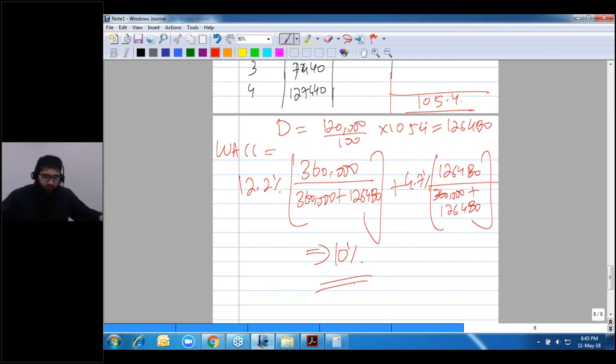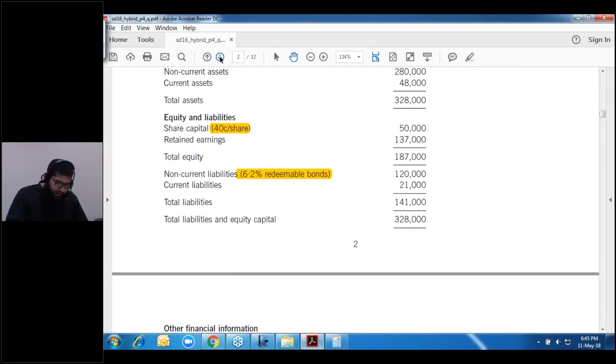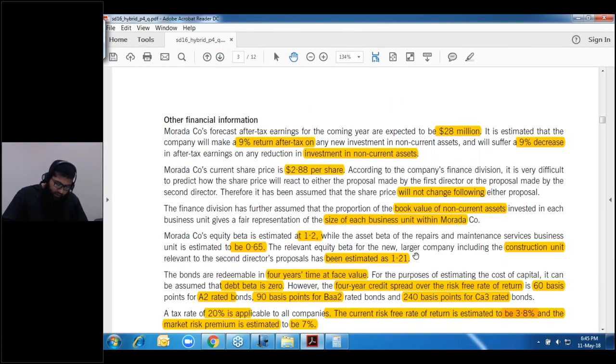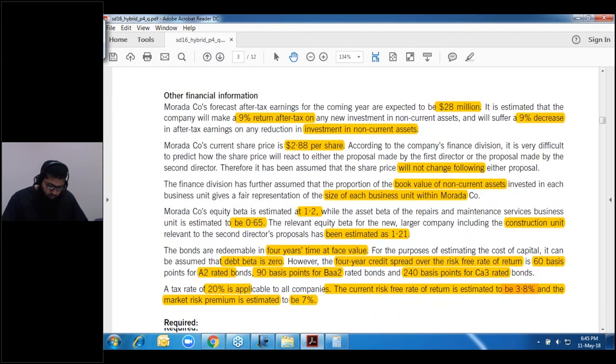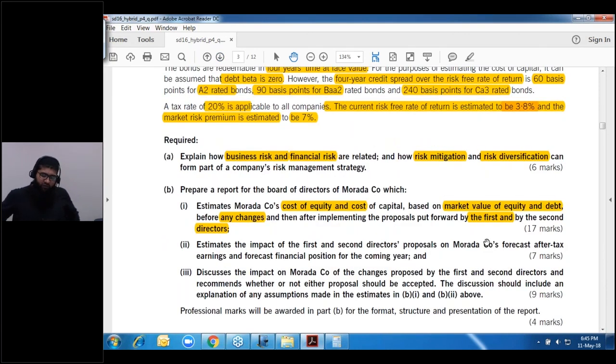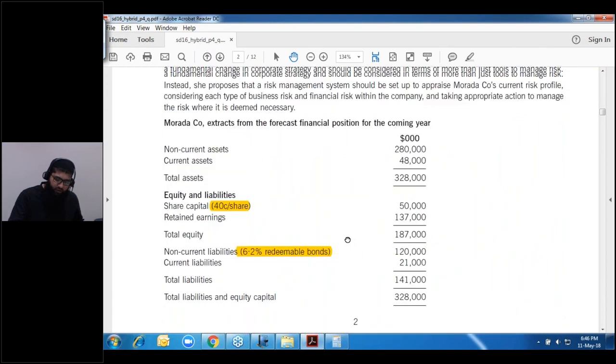Okay, now what next? So we've attempted one requirement, which was to calculate the existing cost of equity and the existing weighted average cost of capital. Now it says you need to calculate it after implementing the proposal. Now whose proposal? Director 1 and Director 2. So first of all, we are going to focus upon Director 1's proposal.